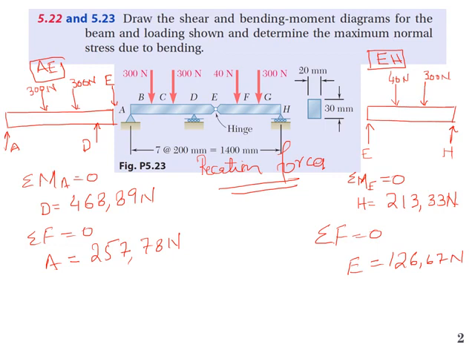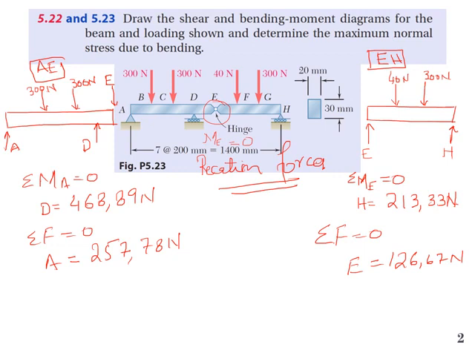Now if you look at this beam, we have a support at A, roller supports at D and H, and there's a hinge as well. Now this hinge, the moment will be equal to 0 because at that hinge it is free to rotate. So we have another piece of information: moment is equal to 0 over here.